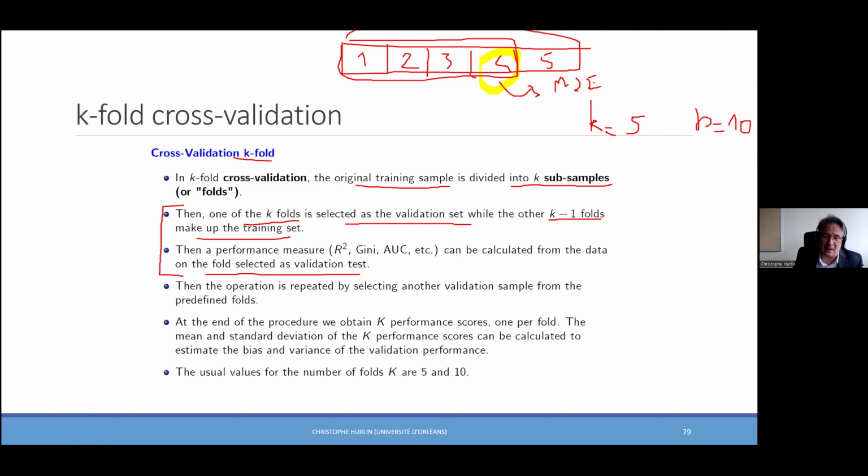At the end, we obtain K performance scores, one per fold, and we consider the mean of the K performance scores. There is also a loop on the value of the hyperparameters, so it's very time consuming, because you have a loop on theta and a loop on the K folds. For each fold you compute the error, and you determine the value of the optimal parameters that minimize your mean square error, or cross-validation error, over the K folds.